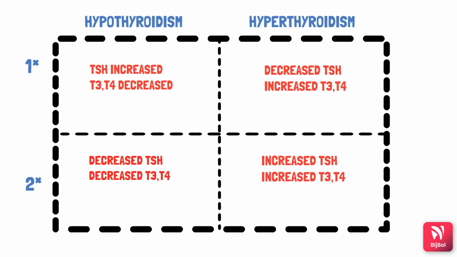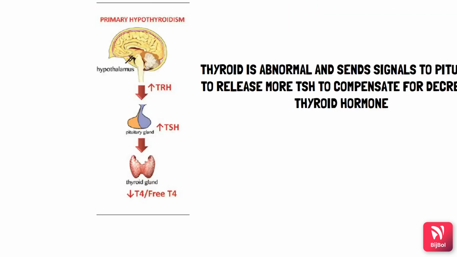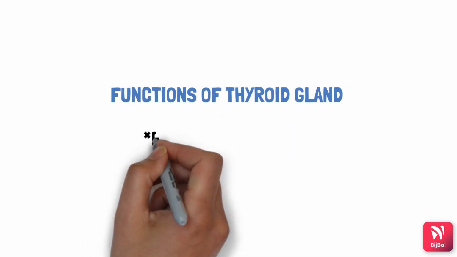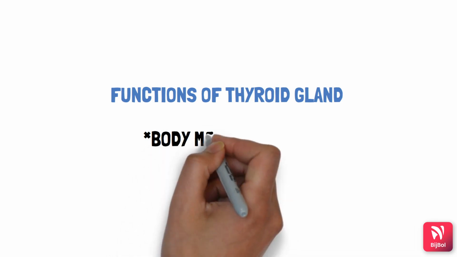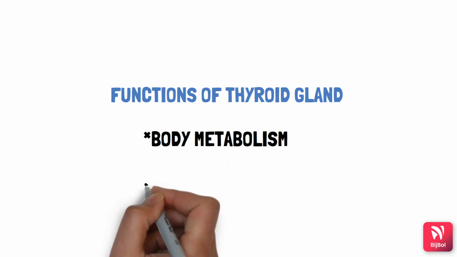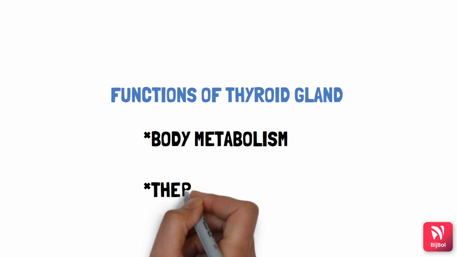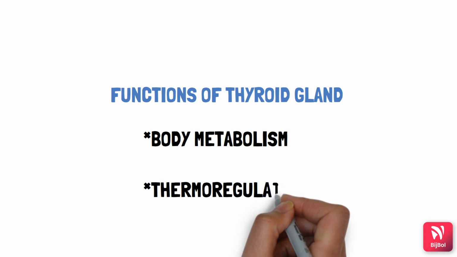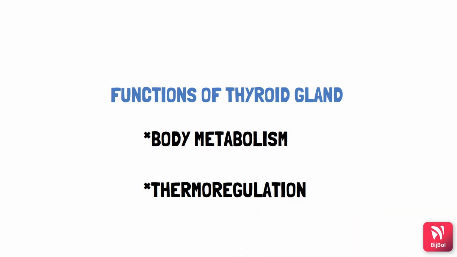Now, let's take a look at the differences between hypo and hyperthyroidism. But before this, let's know what is the normal function of a thyroid gland. The basic function of a thyroid gland is to maintain the body metabolism. If we have more thyroid hormone, there is increased metabolism, fast metabolism. If we have a less amount of thyroid hormone, there is slow or decreased metabolism. Also, thyroid hormone plays an important role in thermoregulation, that is, it helps in maintaining the body temperature.